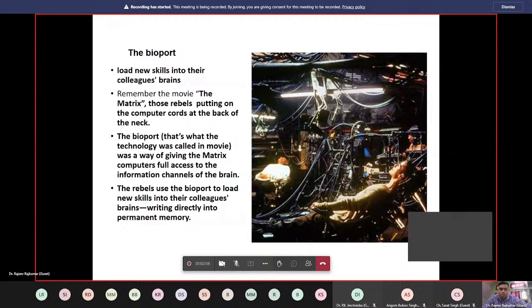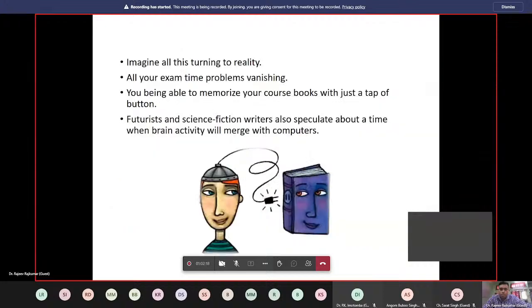So these are science fiction movies, and now this science fiction is going to become reality. Imagine if this becomes reality, all your exam time is probably vanishing. You would be able to memorize your whole course book within just a tap of a button. How is it possible? It's very good. Futurists and science fiction writers also speculate about the time when brain activity will merge with a computer.